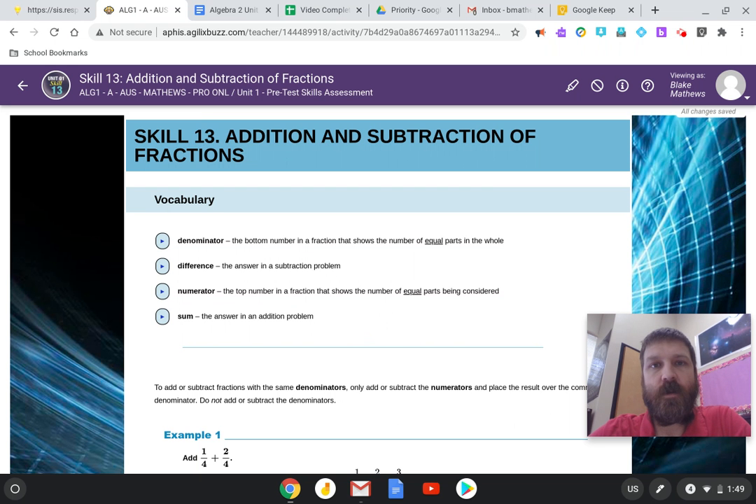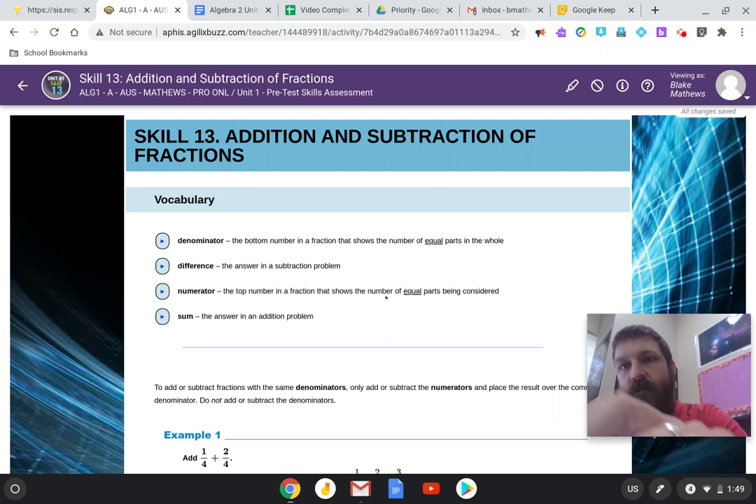This is the Algebra 1 Unit 1 Skill 13 video. We're almost to the end of this. There's just one more video after this, and then you'll be able to take the test. So this brings together some concepts we learned in previous skills, and it is going to teach us how we apply what we've learned to add and subtract fractions.